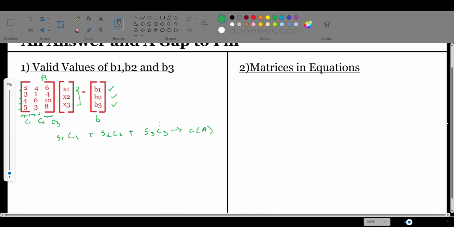The answer is that b should be a part of the column space of A. Now, this may not be fully clear right now, but it will start making more sense while actually discussing the regression line using linear algebra. This is just a sneak peek for you on what's about to come. Okay, so that was the first thing I wanted to discuss with you all.